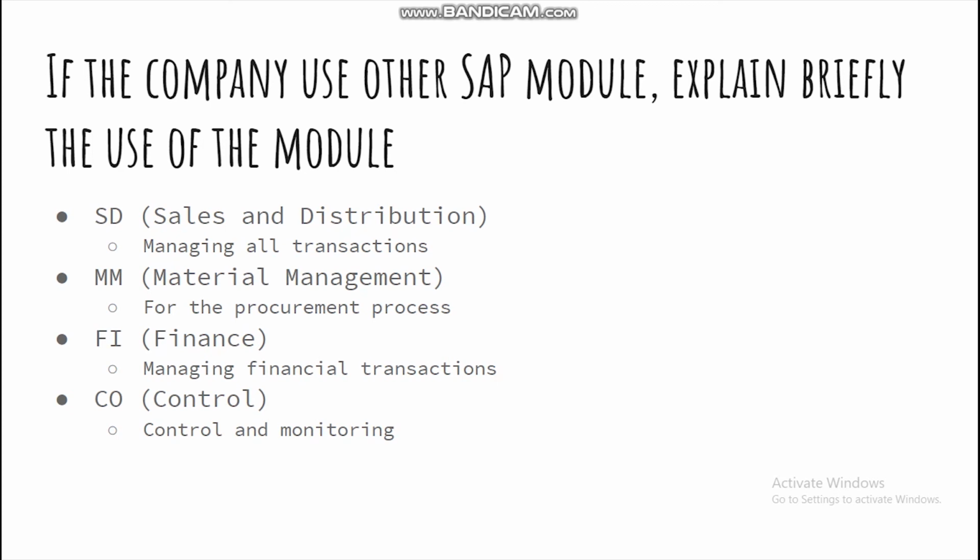This module is for managing financial transactions, of course, within the enterprise, and this module helps employees to manage data involved in any financial and business transaction in a unified system. And then the last module is CO, that is controlling, for control and monitoring. This module supports the work process of planning, reporting, and monitoring of the operation of the business.